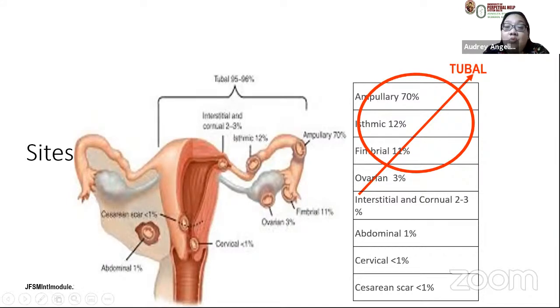So you know that the most common site would be tubal, 95 to 96%. Among that, your ampulla would comprise 70% of your 95%. And your others would be your isthmus, fimbriae, and ovarian. Okay? So most common is your ampulla because it's the narrowest portion. Okay?